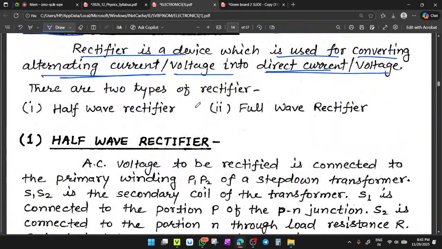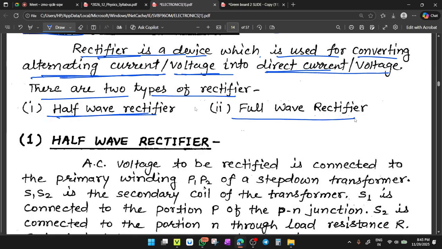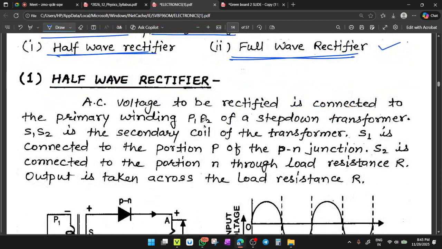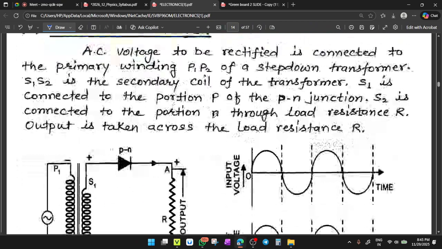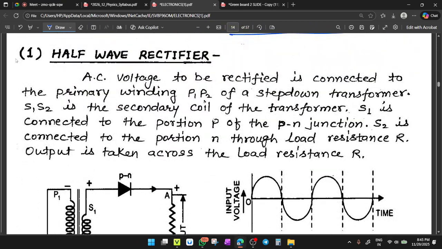Clear? So there are two types of rectifier. By definition, a rectifier is a device which is used for converting alternating current or voltage into direct current or voltage. There are two types of rectifier. First is the half wave rectifier and second is the full wave rectifier. Okay. So what is a half wave rectifier?